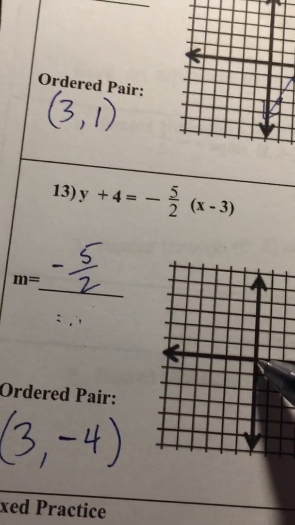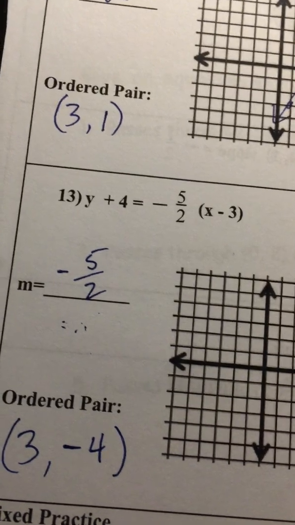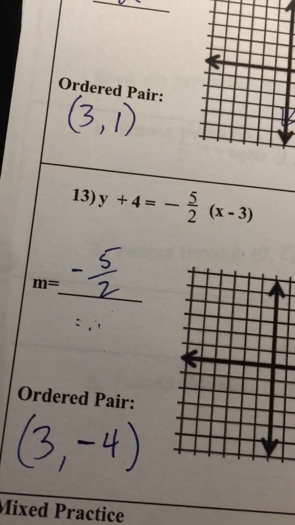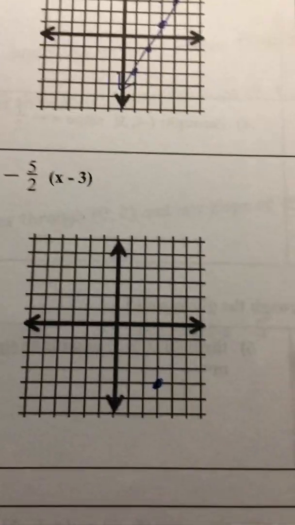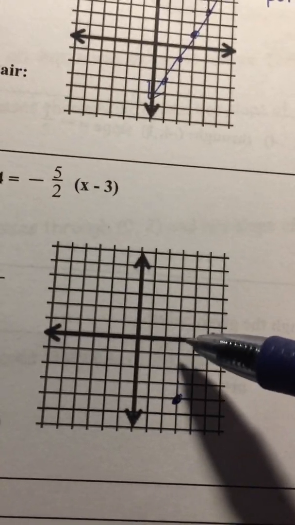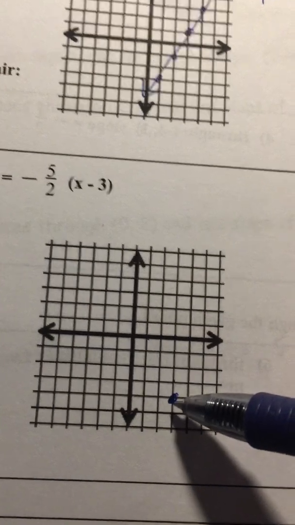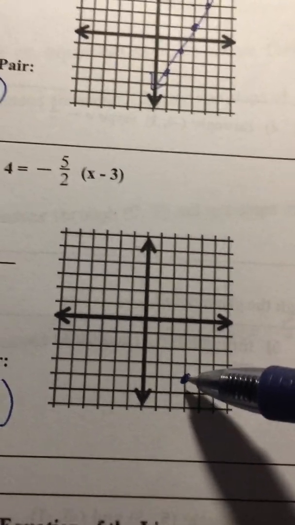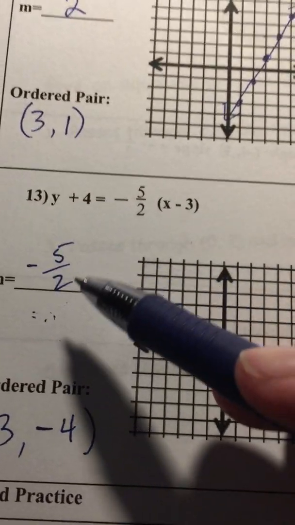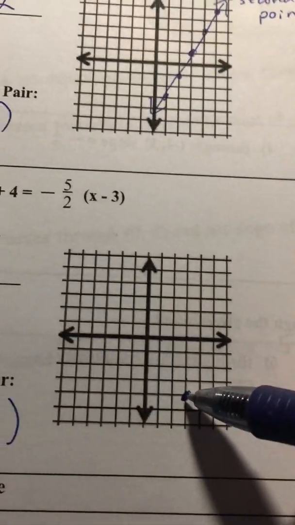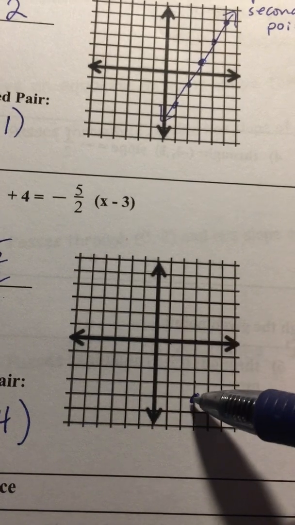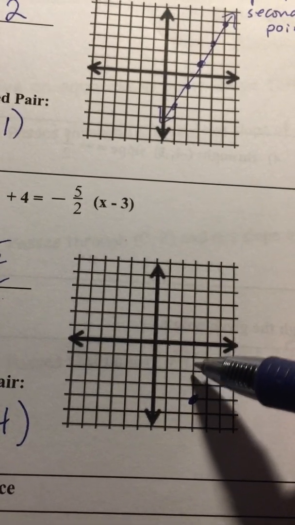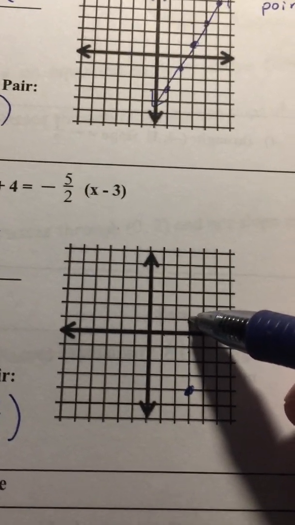So go find the point first. From the origin, go right 3, 1, 2, 3, that's the x number, down 4 for the y number, 1, 2, 3, 4. So here is my point. My line goes through this point. I'm going to use the slope, which is negative 5 over 2. But if I go down 5, I'm running off the graph. But that 5 is a vertical change, so I'm going to go up 5 instead. 1, 2, 3, 4, 5. It's still a vertical of 5.